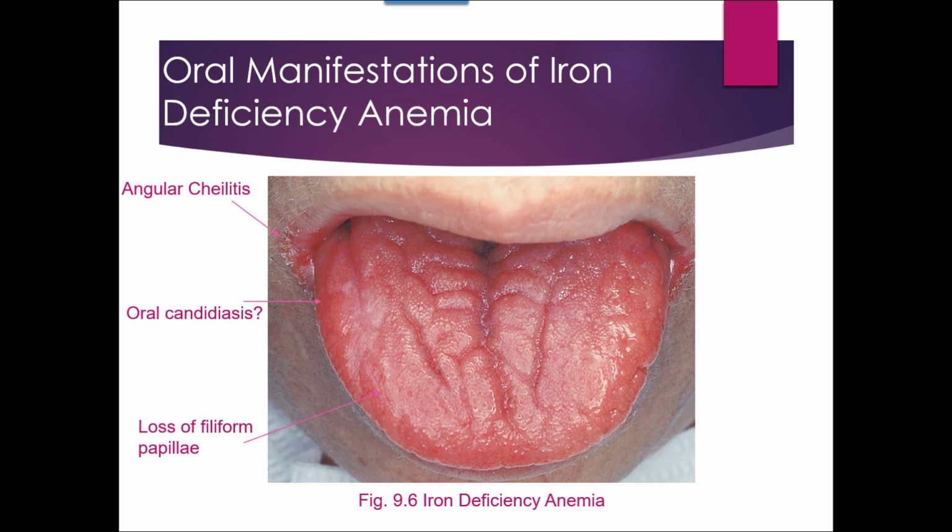Here we have figure 9.6 from our book, and we can see some of those effects manifested here. Here we see angular cheilitis highlighted in the corners, and then we see the loss of the filiform papilla. And then, is it possible maybe we're also seeing some oral candida?